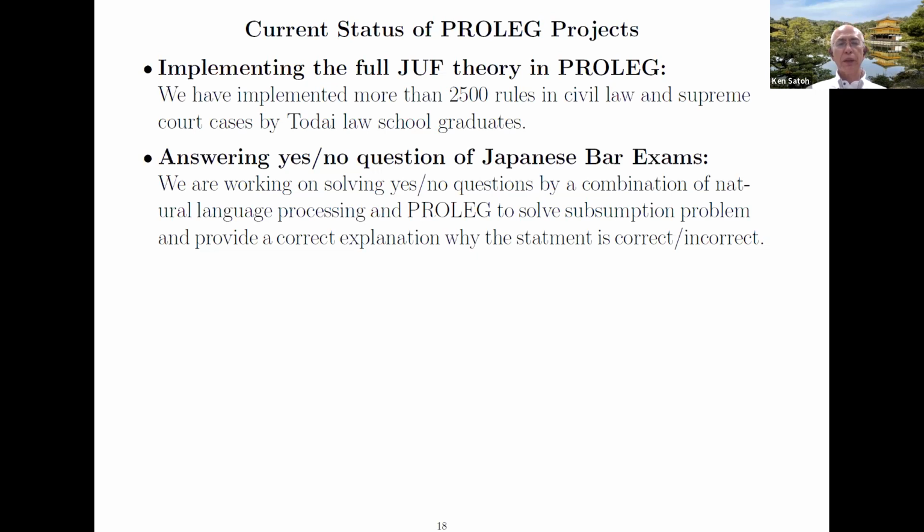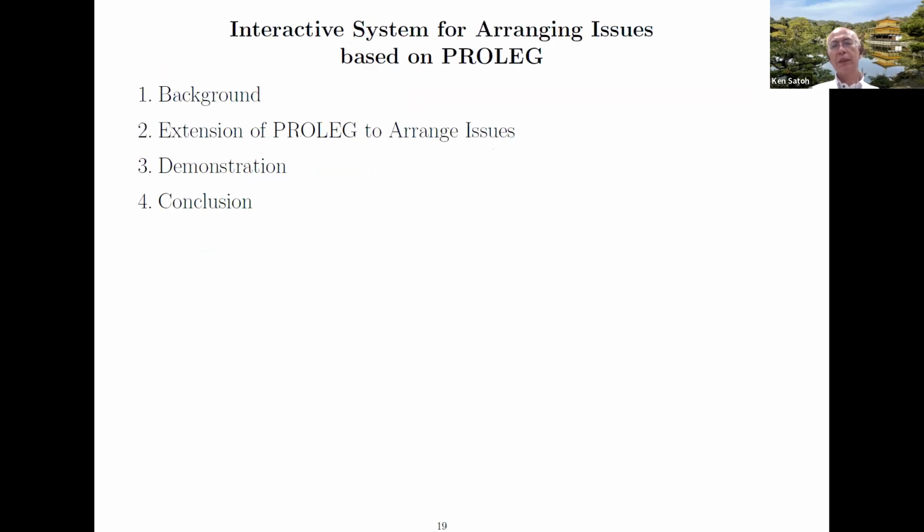we are working on answering yes/no questions of Japanese bar exams. And we are working on solving yes/no questions by a combination of natural language processing and PROLEG to solve the subsumption problem and provide a correct explanation why the statement is correct or incorrect. But it is still ongoing work, and we are now working on translating natural language descriptions of cases into a PROLEG fact base. And if we have a PROLEG fact base, then the PROLEG rule base is already implemented so that we can get the judgment. That is the current status.